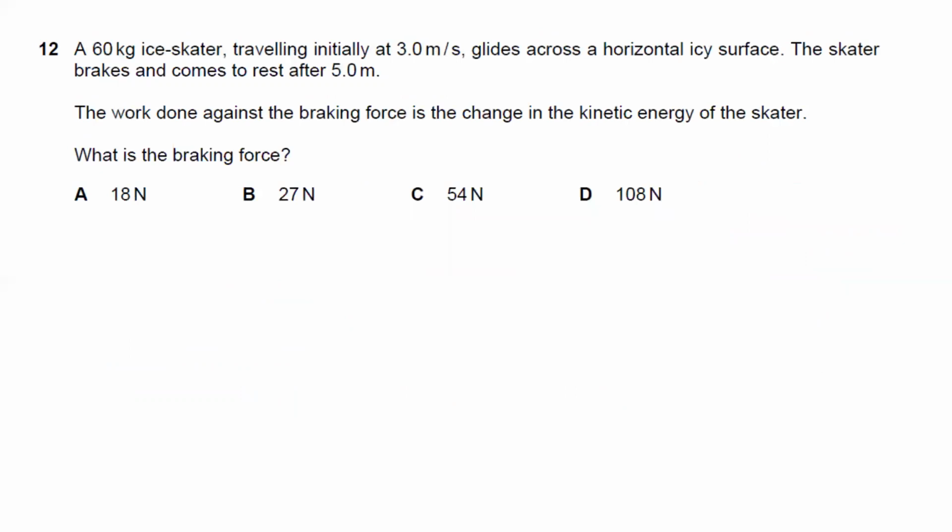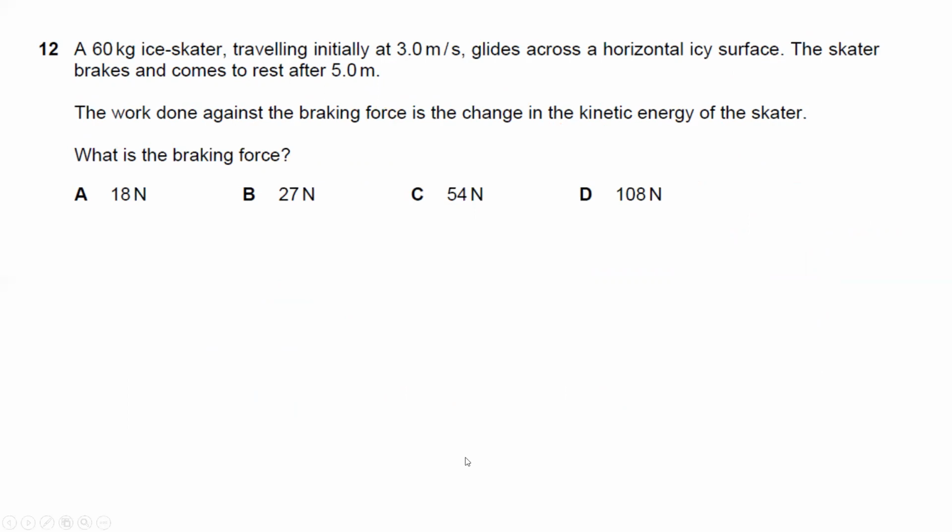It says a 60 kg ice skater traveling initially at 3 meters per second glides across a horizontal surface. The skater brakes and comes to rest after 5 meters. The work done against the braking force is the change in kinetic energy of the skater. What is the braking force?